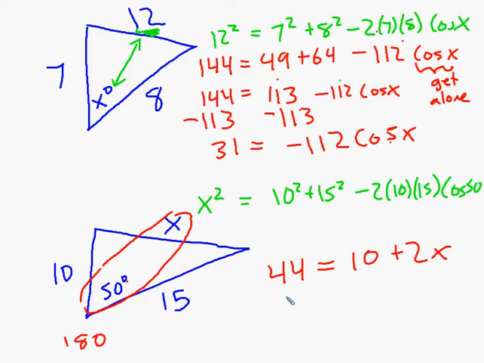You would subtract 10. Now what would I do? Divide by 2. No, I divide by the negative 112 cosine x. Please stop talking over me.